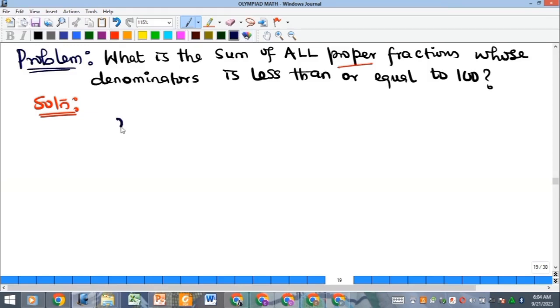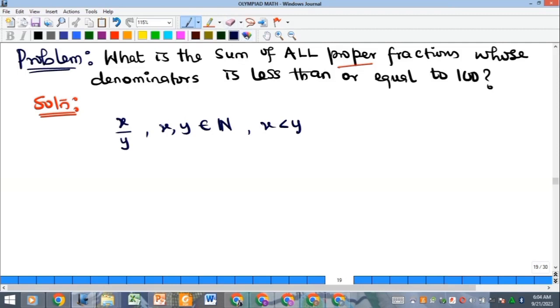You recall that a proper fraction is a fraction x over y where x and y are members of the natural numbers, and also your x must be less than your y. So when this is fulfilled, you say you have a proper fraction. Of course, in this case, we are talking about positive fractions.